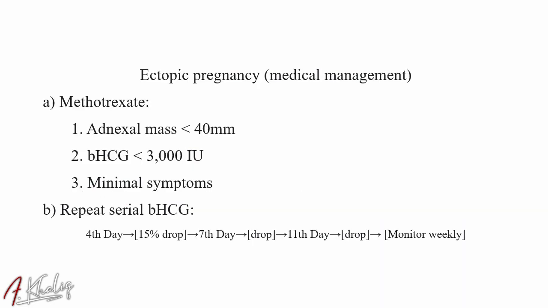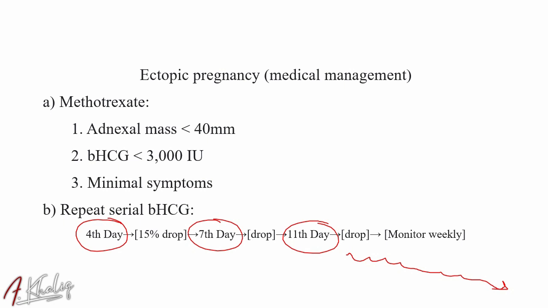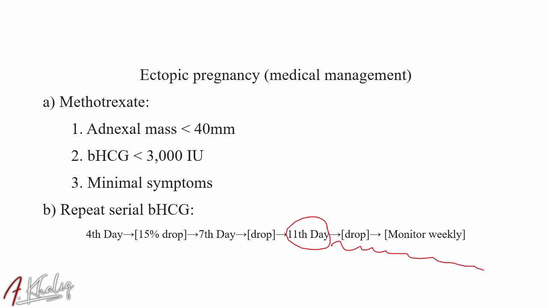Ectopic pregnancy, if you want to treat it medically, you can go with the methotrexate, and the criteria should be adnexal mass that measures less than 40 millimeters. Beta HCG should be less than 3000, and there are minimal symptoms, and the patient should be hemodynamically stable. Then you're going to repeat the beta HCG on the 4th day, 7th day, 11th day, and then subsequently you're going to check it. From 4th day to 11th day, you're going to see the 15% drop.